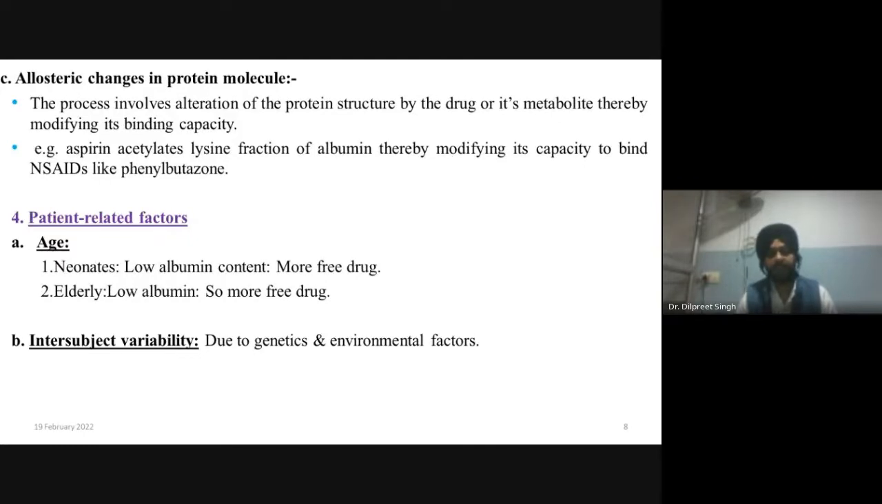So basically, the active site of the phenylbutazone has that acetylation. Aspirin competitively binds to the lysine fraction of the albumin and modifies its capacity. So the phenylbutazone concentration in the blood is very high, so it can be rapidly distributed to the tissue compartment. There is less chance of the unchanged form of the drug appearing in the urine, and it can be available in the body for a longer period of time.